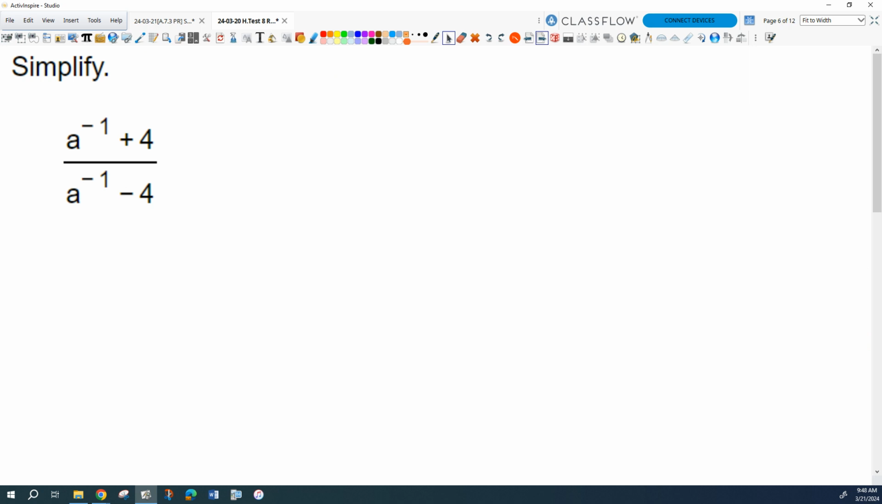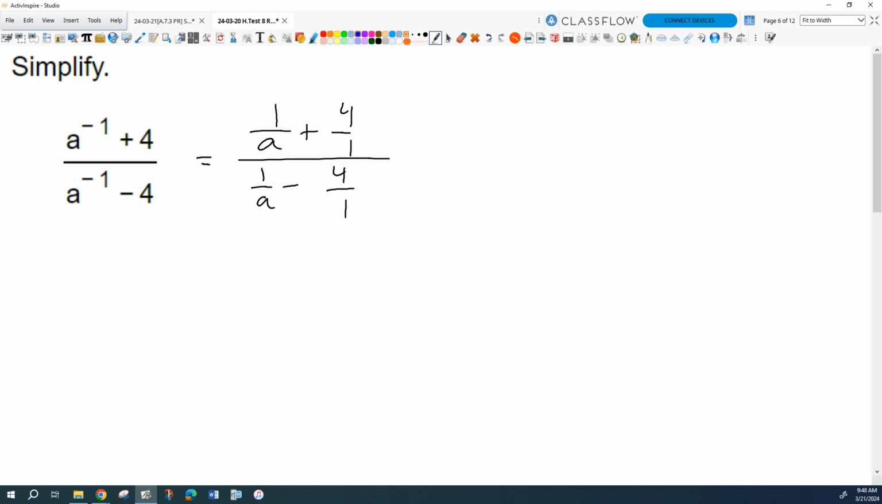Okay, what about this? 1/a plus 4. There you go. So let's take these negative exponents and turn those into fractions. Always, right? So this looks like 1/a plus, let's write 4 as a fraction, 4/1, all divided by 1/a minus 4/1.